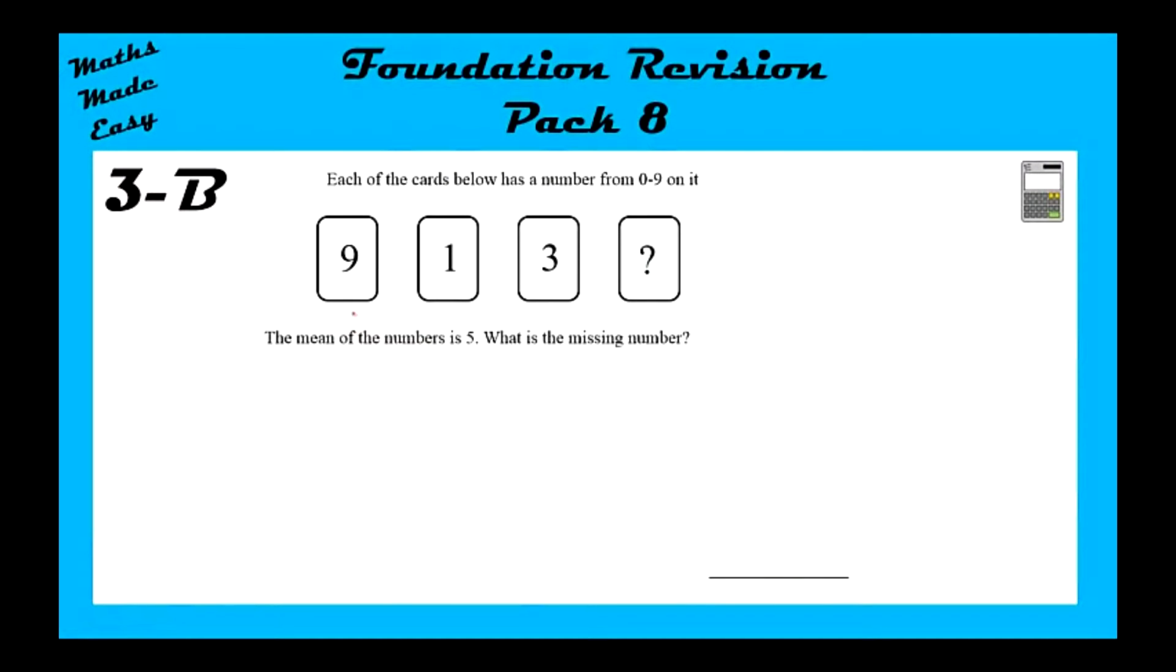In a similar way to this one, we've got 4 cards this time, so something, when you add them all up, divide by 4 would give you 5. So working backwards, times by 4 means they must all add up to 20. So if we do 20 and take away 9, take away that 1, and take away that 3, we'll get the missing card, which is a 7.